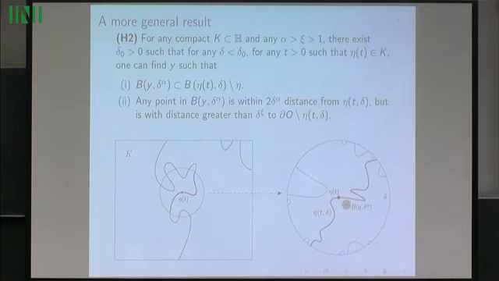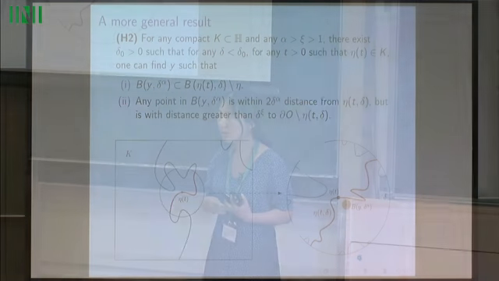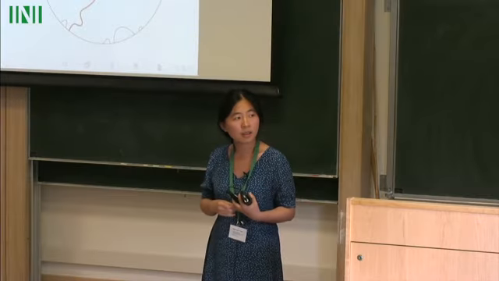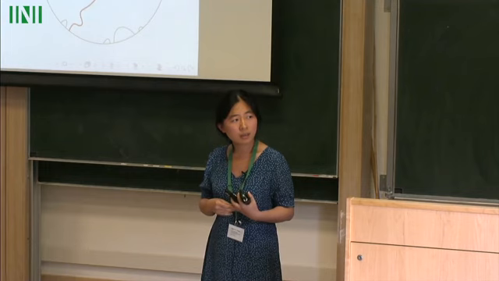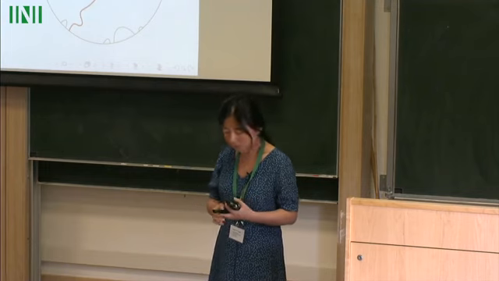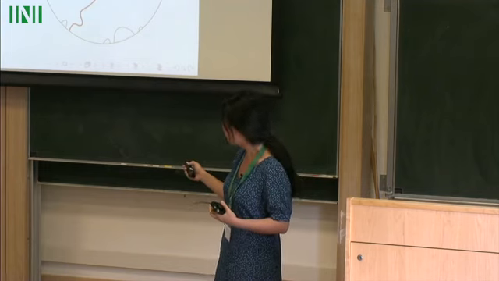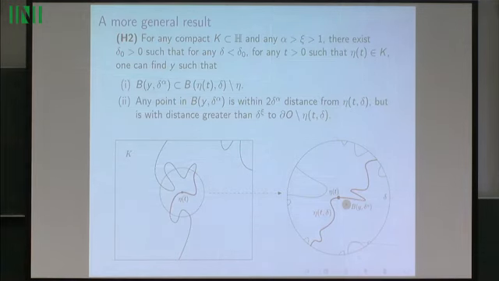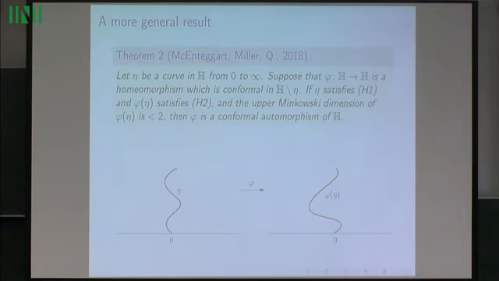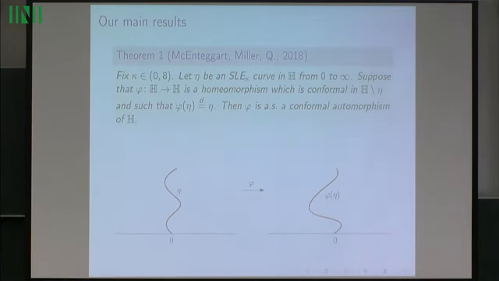Are there other questions? Just one question. What happens for kappa equal 4? What do you need to do for kappa equal 4? So for kappa equal 4, it also follows from this general result, because SLE4 satisfies H1 and H2. If you just look at the SLE statement, it says that if the curve and its image are both SLE, then this phi must be conformal everywhere.